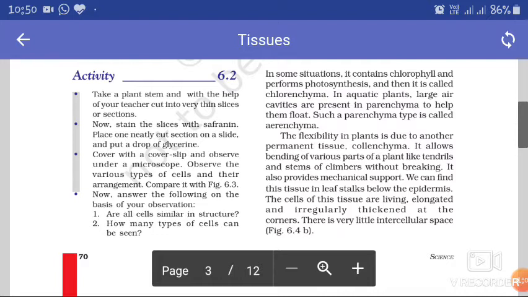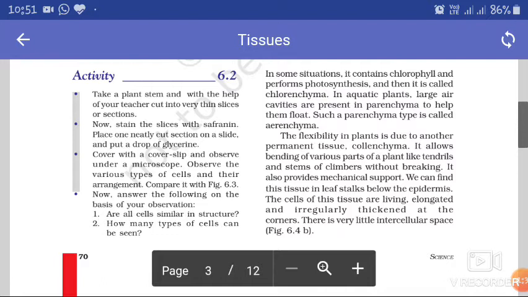In some situations, it contains chlorophyll and performs photosynthesis, and then it is called chlorenchyma. In aquatic plants, large air cavities are present in parenchyma to help them float. Such a parenchyma type is called aerenchyma.